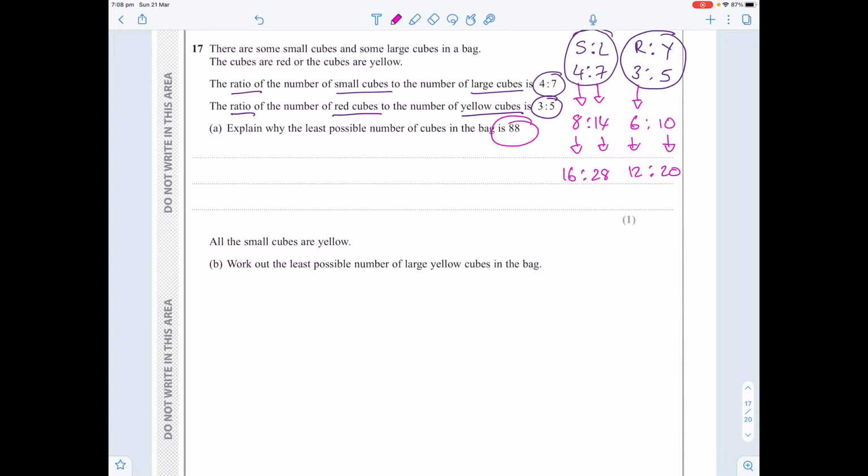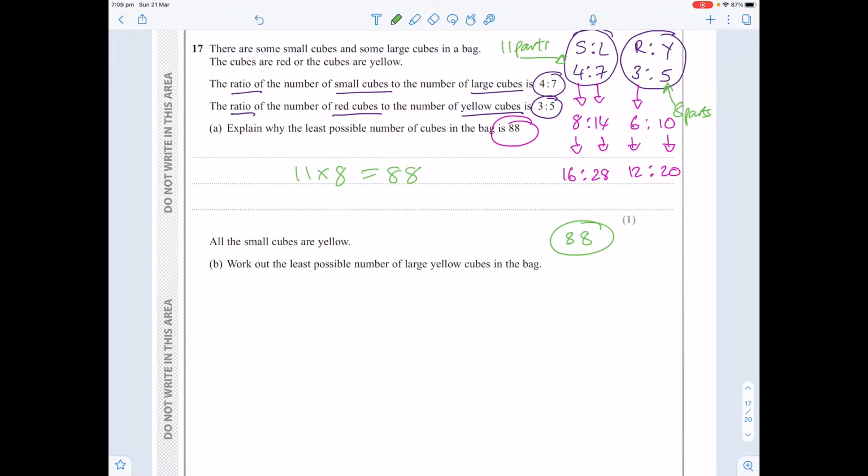Now, if you look at this, you can actually multiply both of them by each other's parts. So this one has a total of 11 parts. 4 plus 7 is 11. This one has a total of 8 parts. 3 plus 5 is 8. So if they have those respective parts for themselves, this has 11 parts, and this one has 8 parts. If we do 11 times 8, we get 88. So 88 is the least number of cubes in the bag.